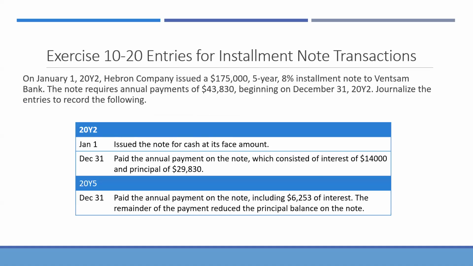So on January 1st, we issue a note, $175,000, 5-year, 8% to the bank, and annual payments of $43,800. So in the first year, we get $175,000, then we have to make a payment, interest $14,000, principal $29,000, and then in year 5, we paid the annual payment on the note, including an amount of interest.